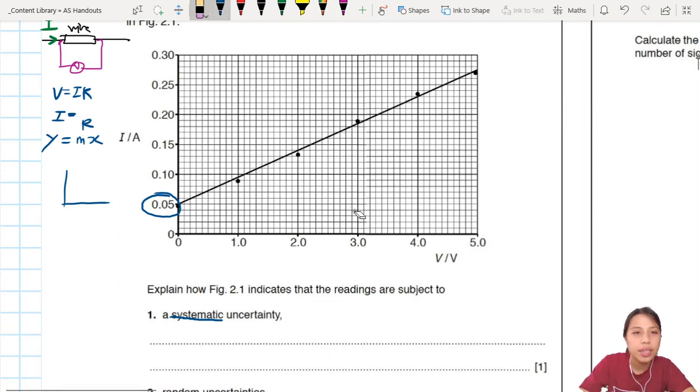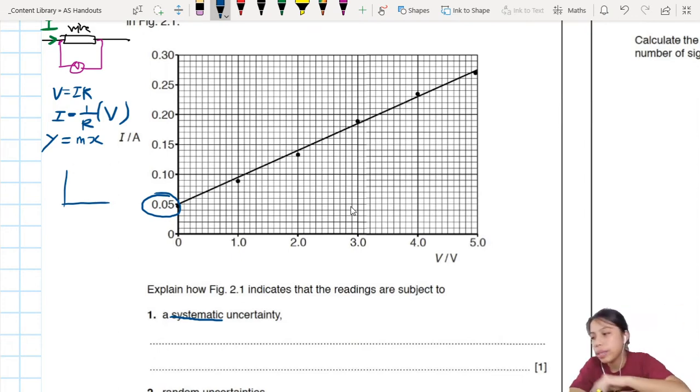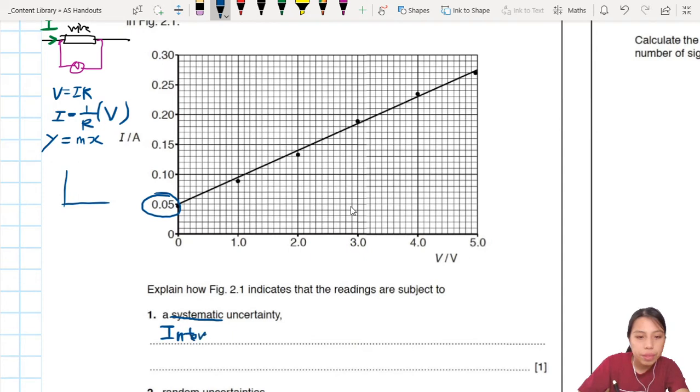Let me write it like that. 1 over R times your x. X-axis is V. So like that. So should not have intercept, but how come you got intercept here? Oh, so you got a systematic uncertainty there already. So you can say, because there is an intercept over there. Okay, let's do that. So we say intercept of 0.05 amps on graph. Supposed to be starting from 0 if you plot I against V.